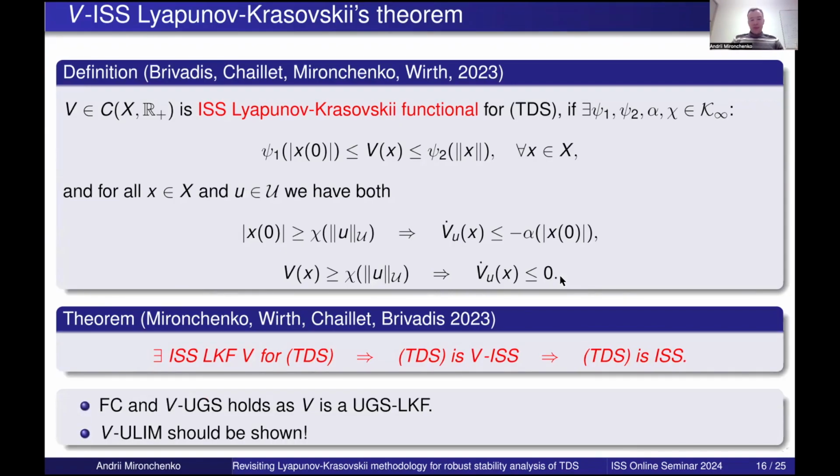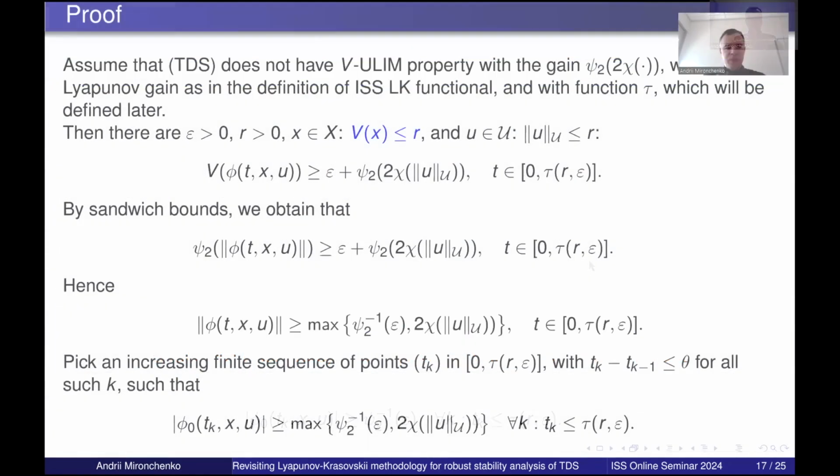Well, let us see that, first of all, just from this second implication, we already know that our system will be V-UGS. It's already uniformly globally stable. So in view of our characterization of V-ISS, we need only to show that it has this V-ULIM property. And now I would like to go a bit more into details. So the proof goes as follows.